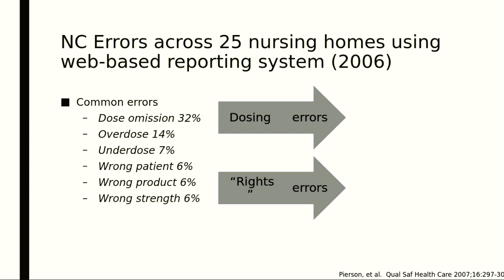The other types of errors that we saw commonly across North Carolina were involving the 5 rights. So either being the wrong patient, the wrong medication, or the wrong strength. So that's why we're choosing to focus on the 5 rights today during our in-service.